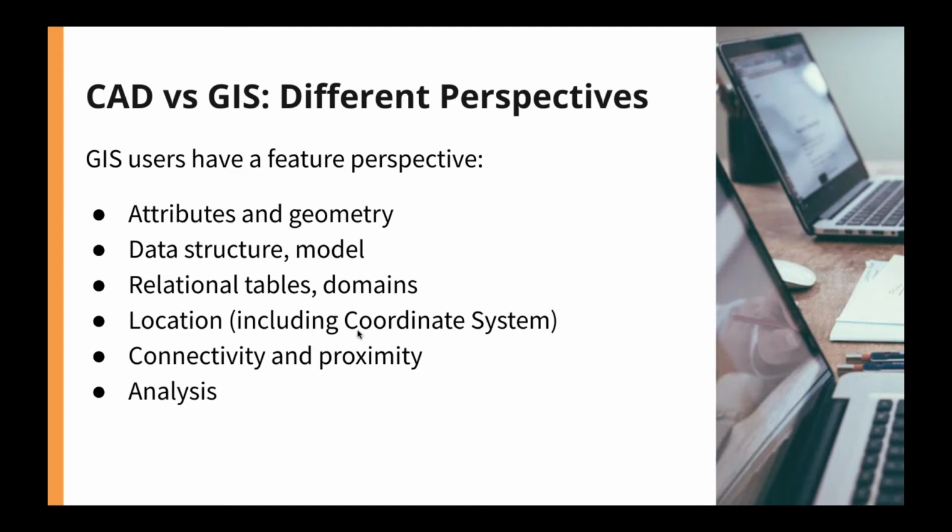Inside of CAD, often the connectivity might be a clue about what's related to what, and proximity also helps us. In GIS, these things are usually explicit. And of course, GIS is all about analysis. Once we get that data in there, we're ready to make use of it. So these two worlds come at the problem of expressing a map from different vantage points.